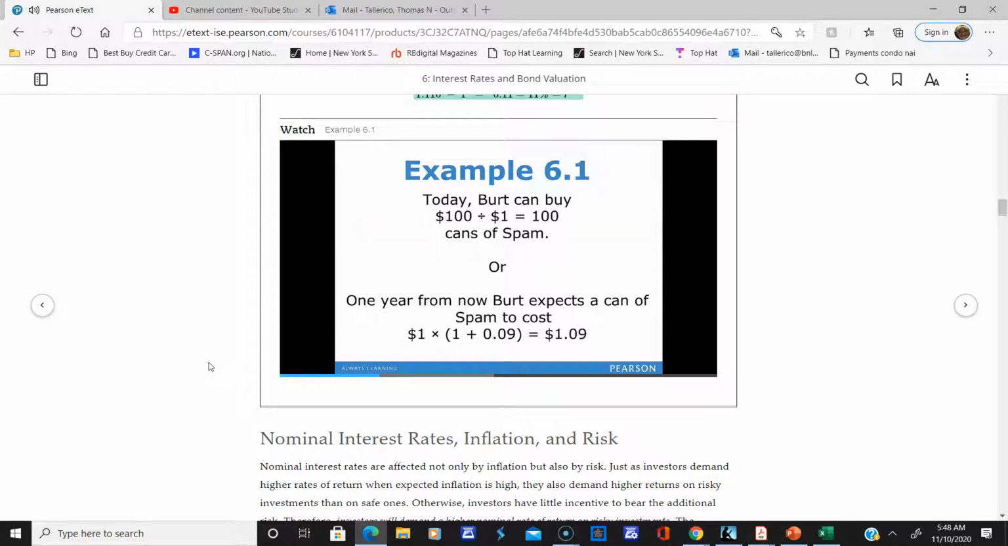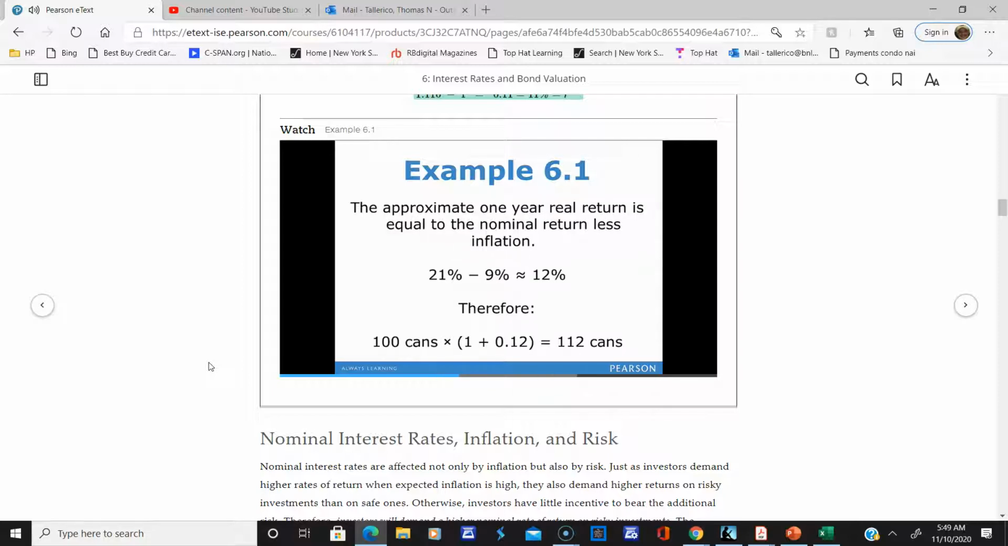In Bert's case, if he has $100 today and Spam costs $1 per can, then he could purchase 100 cans right now. However, Bert's wife Heather suggested he might be better off if he saves the $100 and invests it. If inflation for the coming year is expected to be 9%, then Spam is expected to cost $1.09 1 year from now. If Bert can earn a nominal return of 21%, then Heather reasons that he will be able to buy more Spam in the future than he can now.